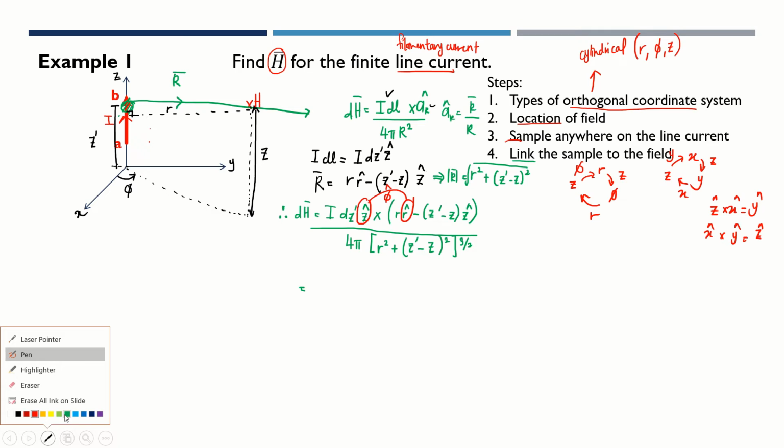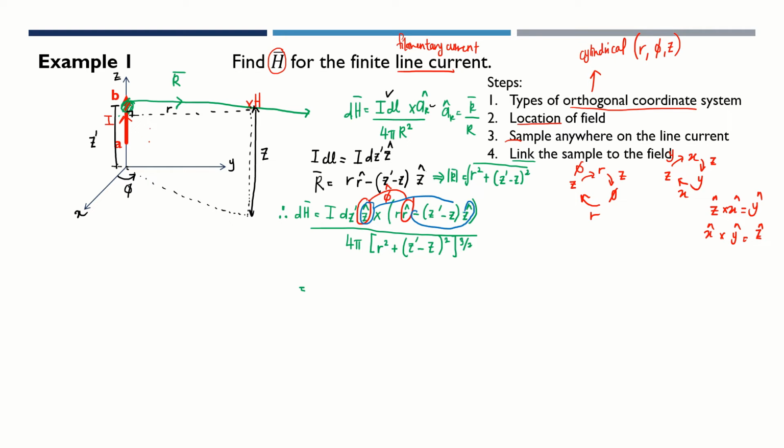Next, Z direction multiplied with minus Z. Don't forget the minus in front here. Z cross with minus Z will give us 0. The same direction for a cross product will give us 0.